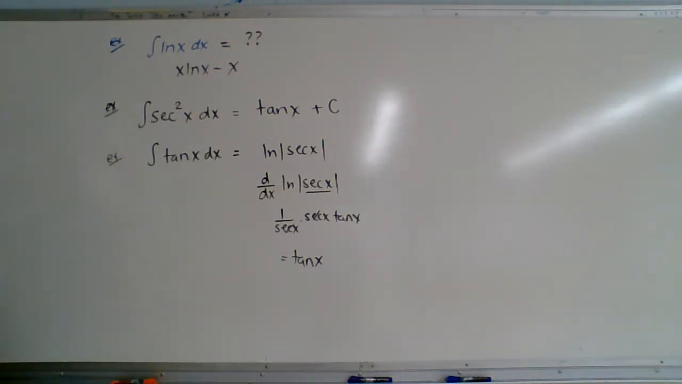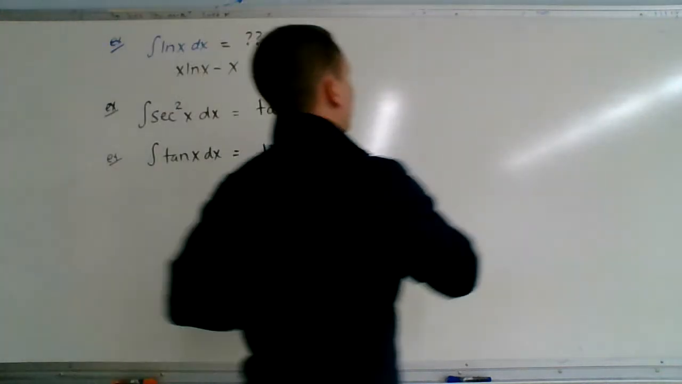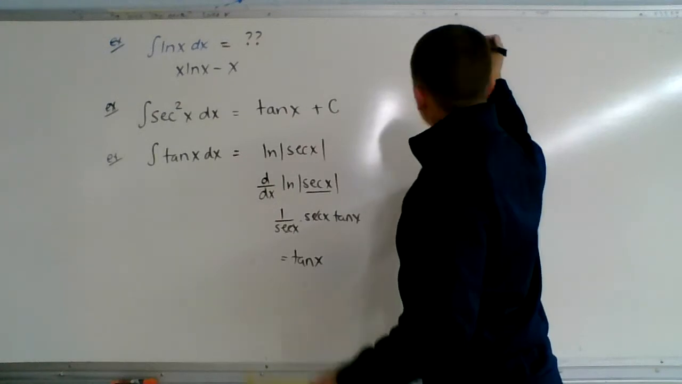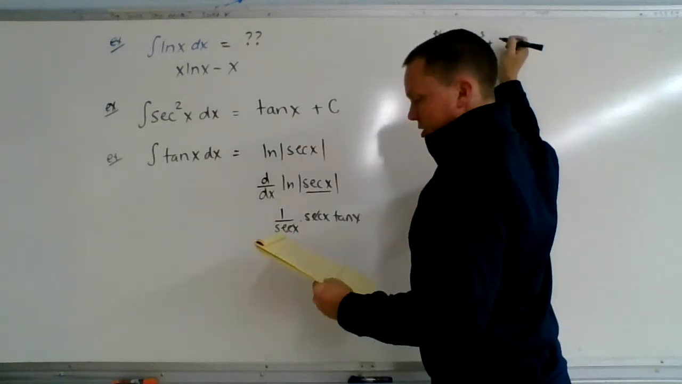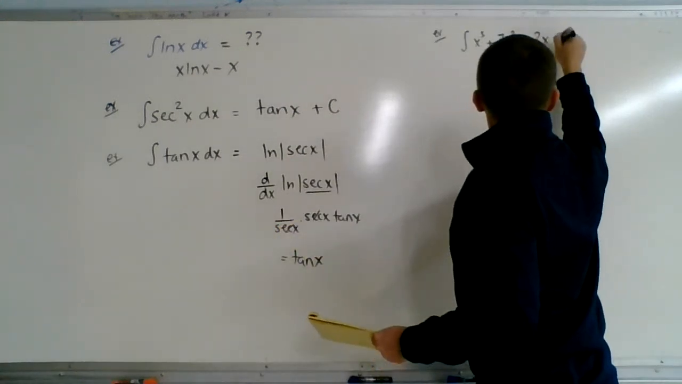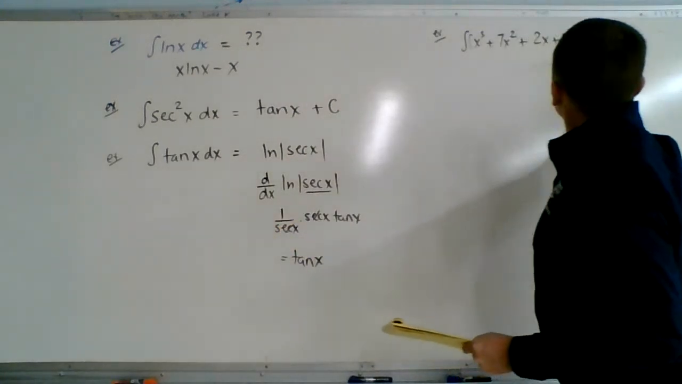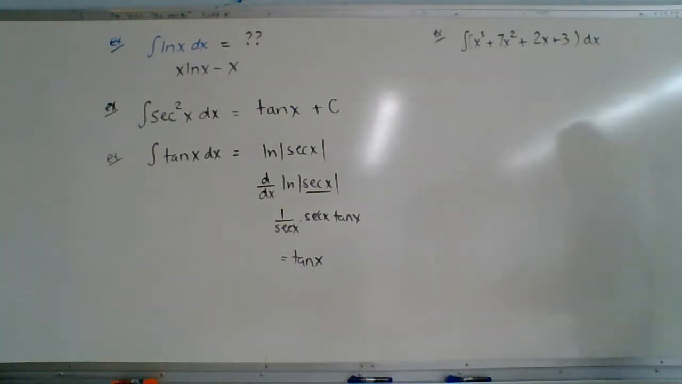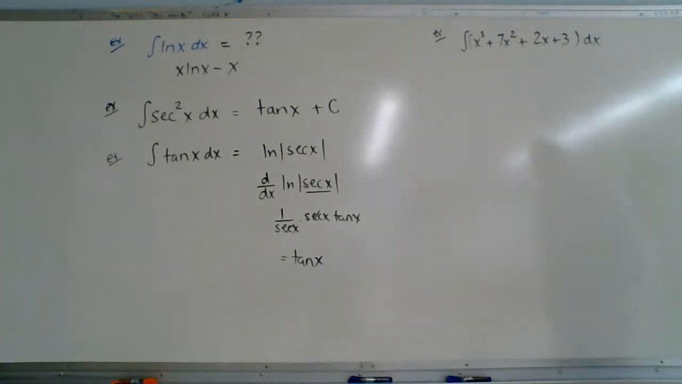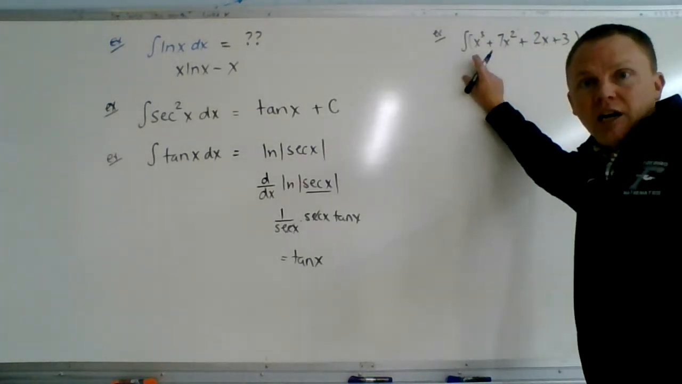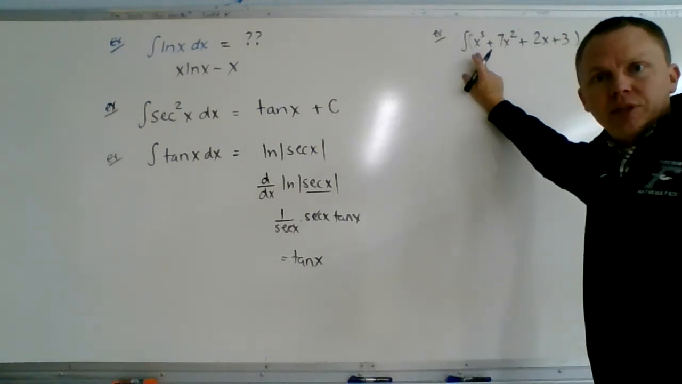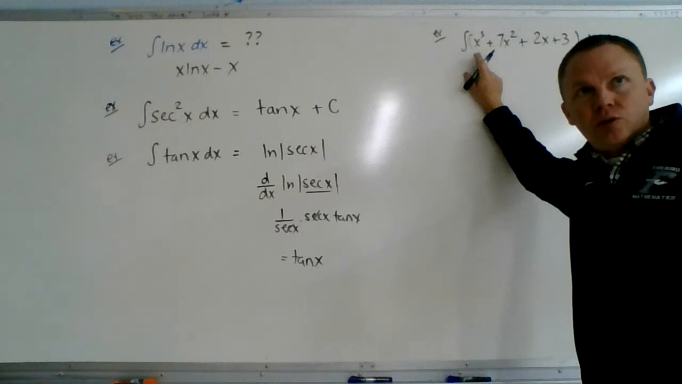what if we do one more and then see if we can come up with some sort of rule? How about this? x cubed plus 7x squared plus 2x plus 3. What's the antiderivative of that? Okay? What's the antiderivative of that? Well, we're going to do this one at a time, term by term here. I need a function whose derivative is x cubed. What would that be?